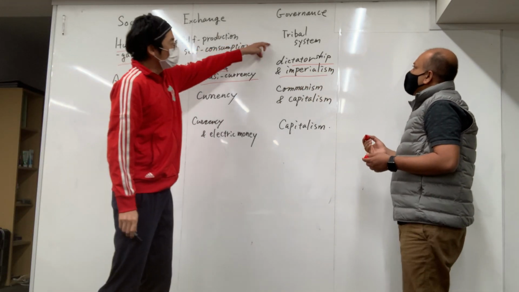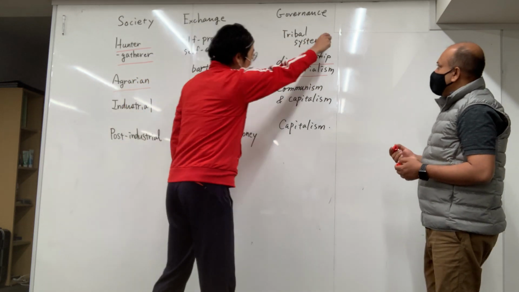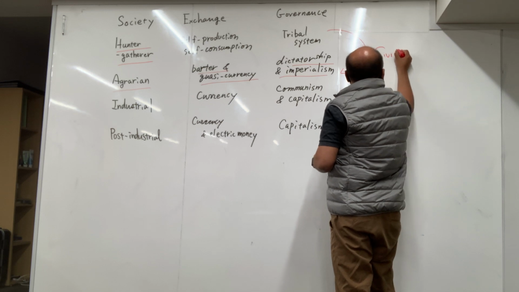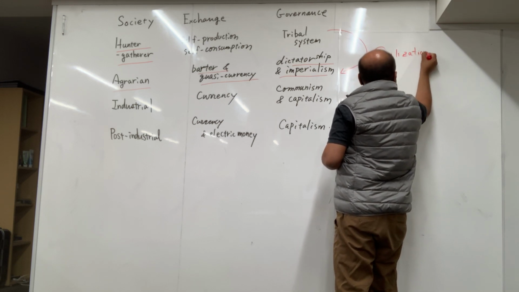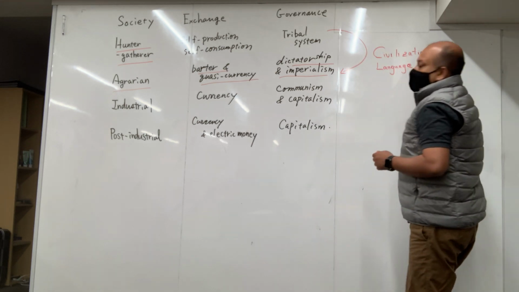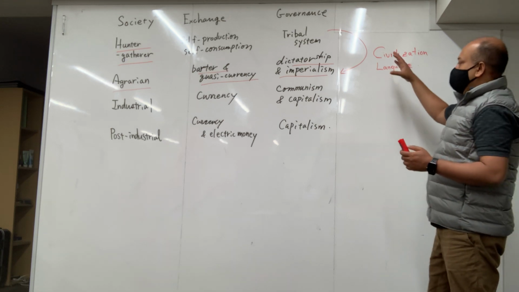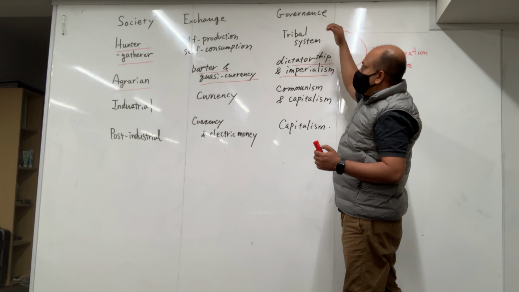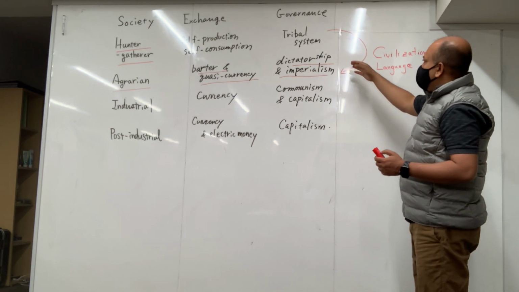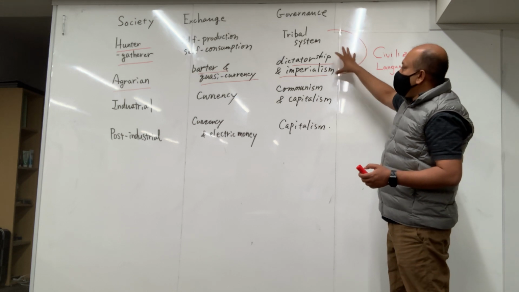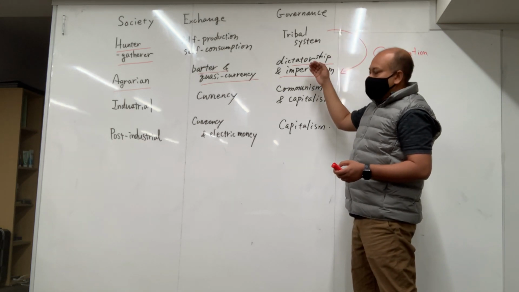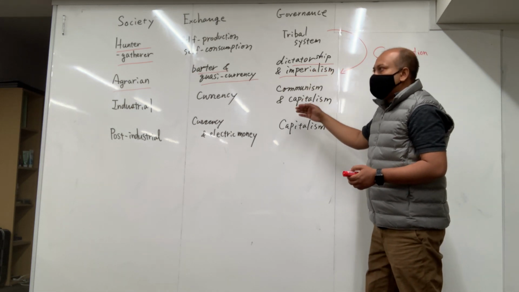From the tribal system to dictatorship to imperialism, civilization and language, please write these down. Civilization and language are two key components that helped transform society from the tribal system to imperialism or dictatorship. More or less you already get the broad picture of how this transformation happened from the hunter-gatherers to the agrarian. Today we will also explain the later part.